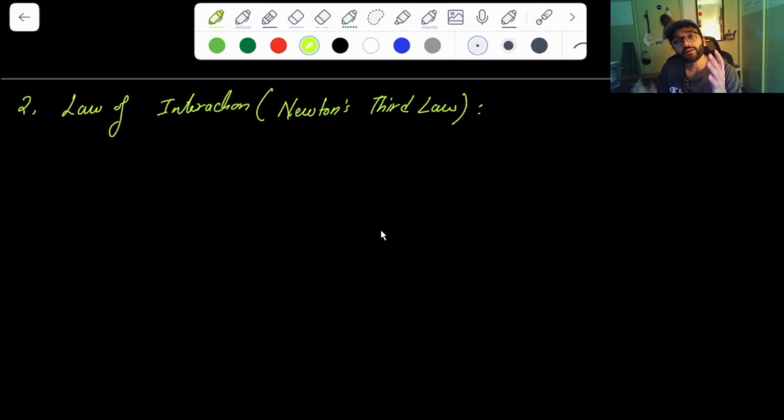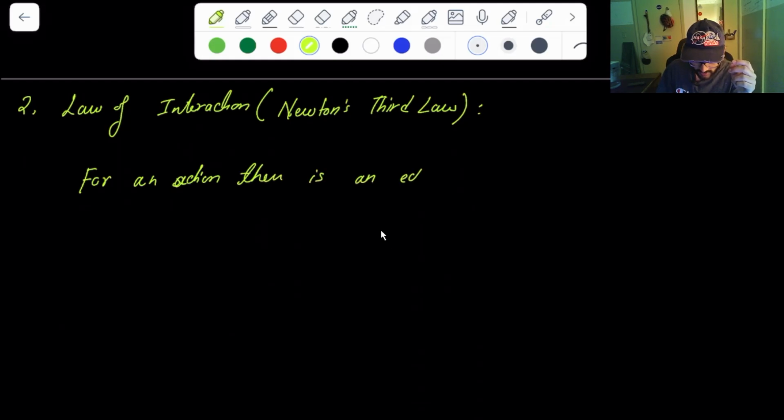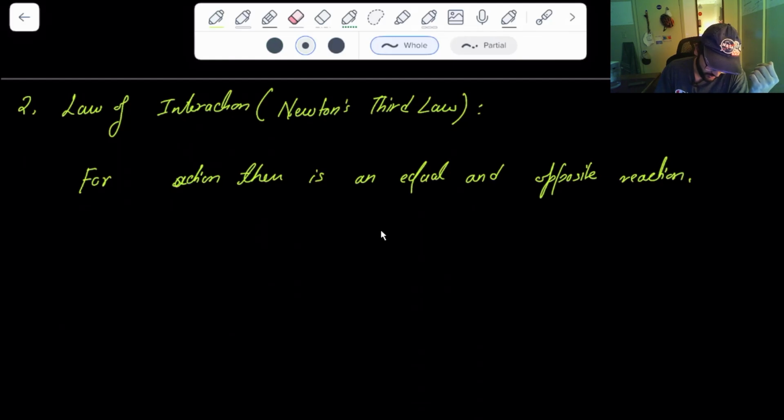So if I really want to write this down in a sentence, I will say: for every action, there is an equal and opposite reaction.